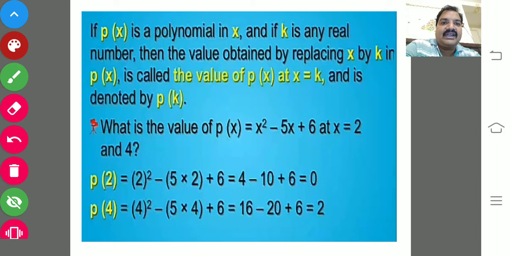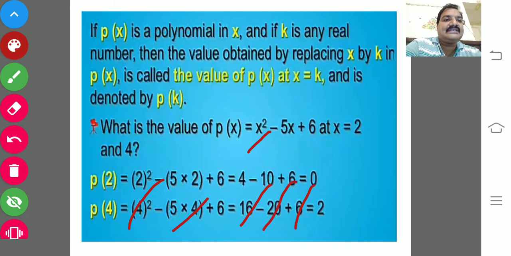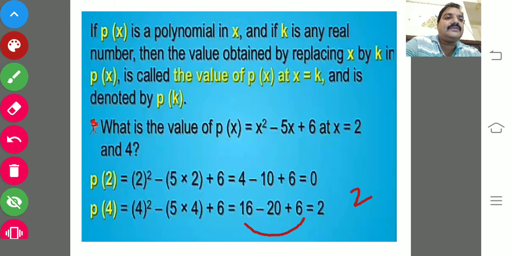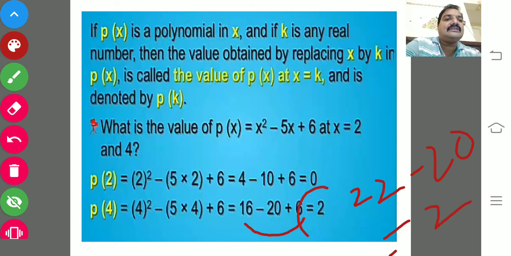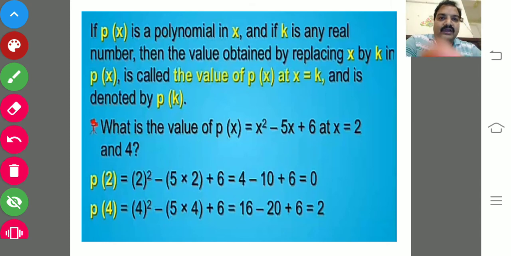Now we are going to find the value at 4. So x square, 4 square; 5x, 5 into 4; plus 6. 4 square equal to 16, 5 into 4 is 20, and plus 6. So the plus values 16 plus 6 is 22, minus 20, you will get 2 as the answer. Yes. So these all are the values of a polynomial.